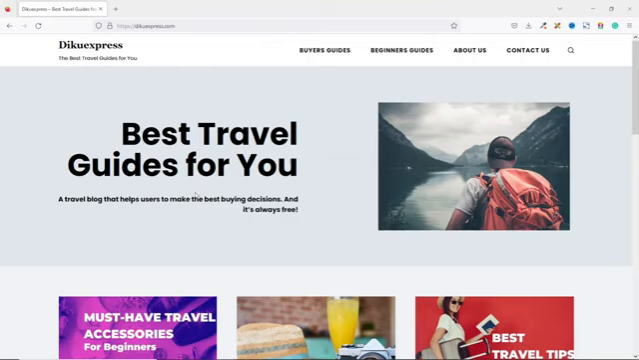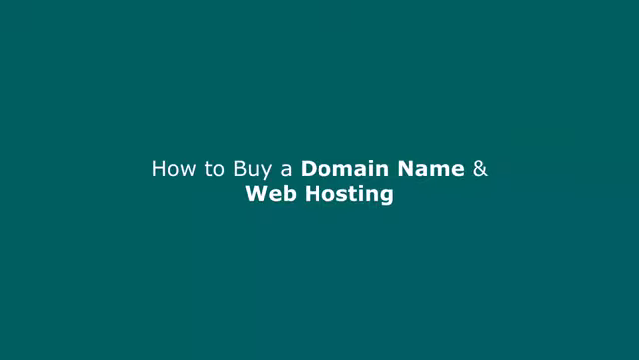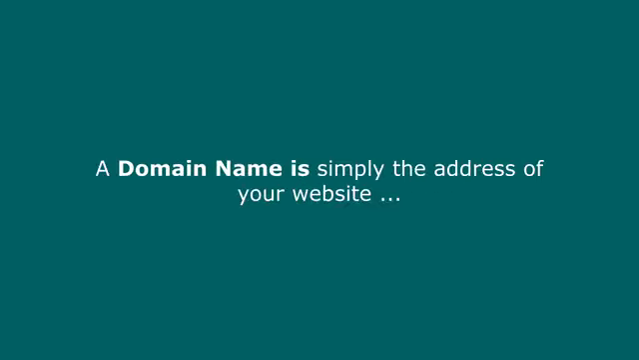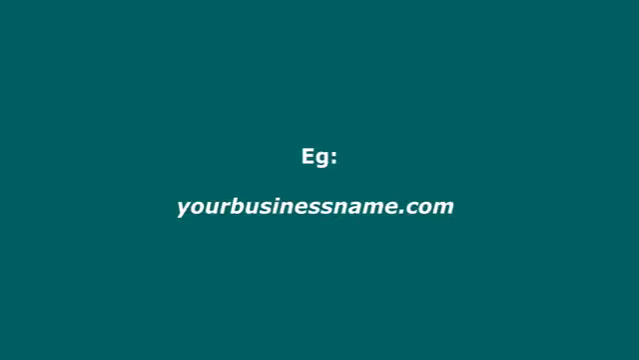Now that we know what affiliate marketing is, let's start with the first step, that is to get our custom domain name and web hosting. To make any kind of website, you need to get a domain name and a web hosting, which is a standard for every website. Now, what is a domain name? A domain name is simply the address of your website. For example, yourbusinessname.com, google.com, facebook.com, or even digupages.com.